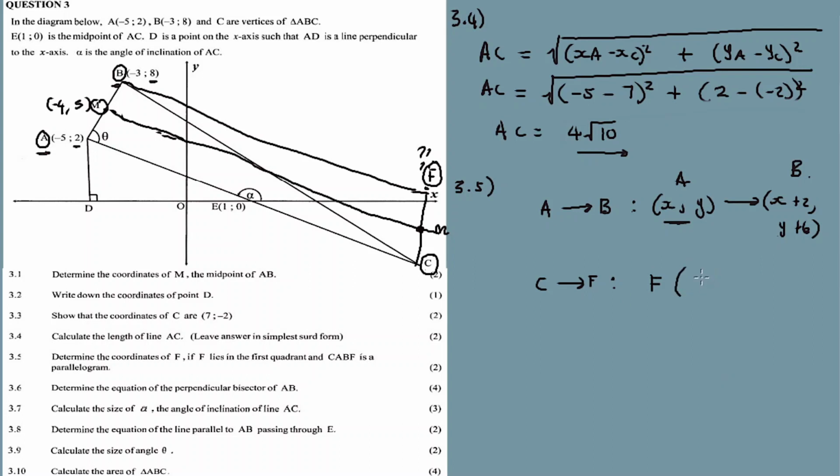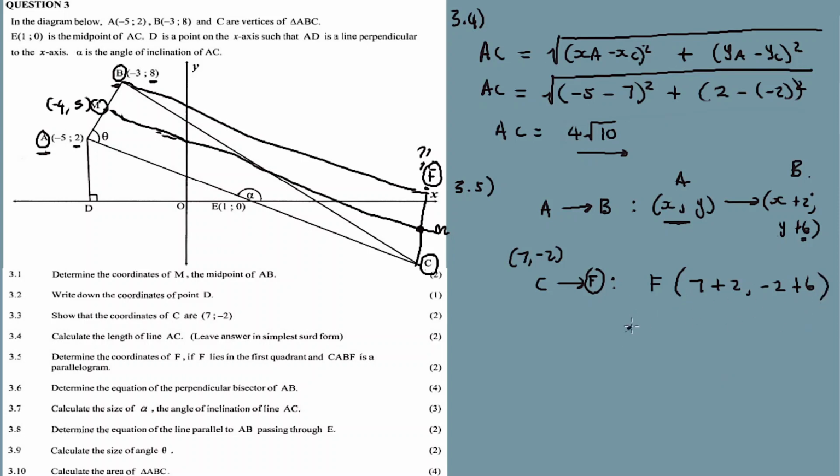The coordinates of C are 7 and negative 2. In order to get to the coordinates of F, I need to add 2 to x and add 6 to y. So for the x of C, I add 2 so that I can get to F. Then I come back to negative 2, which is the y coordinate of C. I need to add 6 to get the y coordinate of F.